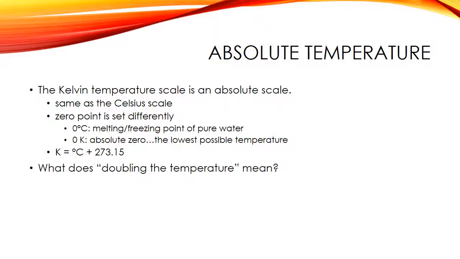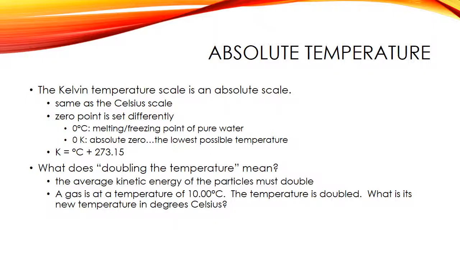So a good way to help us understand what this whole idea of absolute temperature is, is to ask yourself this question. What does it actually mean to double the temperature of something? Well, if we're doubling the temperature, what that means is the average kinetic energy of the particles must double. It's not about some number on a scale getting twice as large. It's about the kinetic energy doubling. So here's a question to help us figure out what this all means. We're told a gas is at a temperature of 10.00 degrees Celsius. The temperature is doubled. What is its new temperature in degrees Celsius?